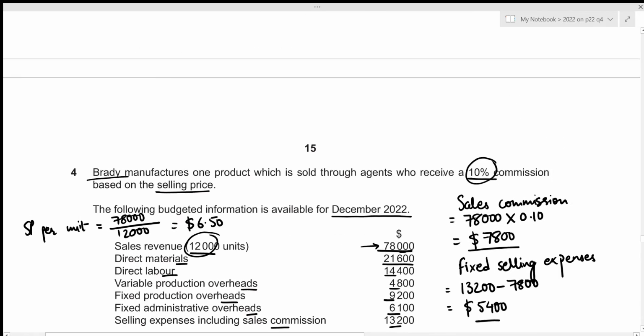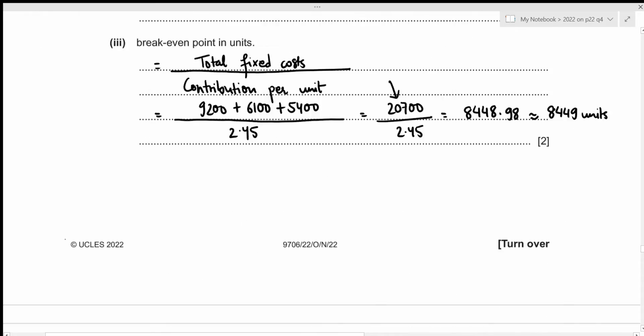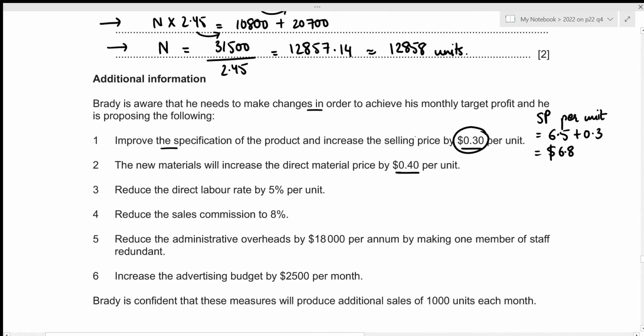Then the new materials will increase the direct material price by 0.40 per unit. Again, let's figure out the direct material per unit. That is just going to be the total direct materials divided by the number of units. In this case, that's 21,600 divided by 12,000, which results in the direct materials per unit having a value of 1.80. Now let's make the change. We need to increase the price by 0.40 per unit. So the direct materials per unit after making the change is going to be 1.8 plus 0.4, which is 2.2.